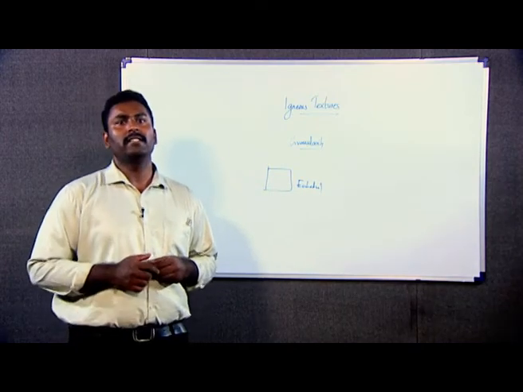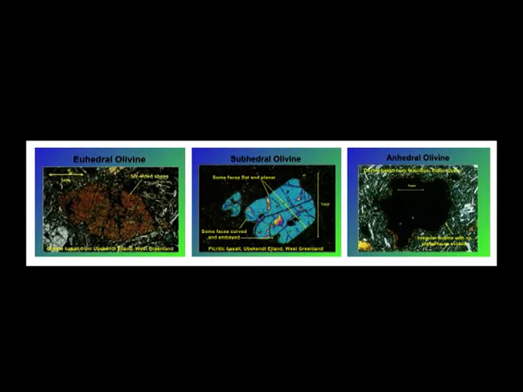Now as you can see in this figure, we are giving the images of the euhedral, subhedral and anhedral crystals of olivine that is crystallizing here. In the first figure we can see the faces of the olivine crystals are well developed, but in the second figure it is subhedral, that means partially developed. In the third figure it does not have any shape, that's why it is called anhedral.